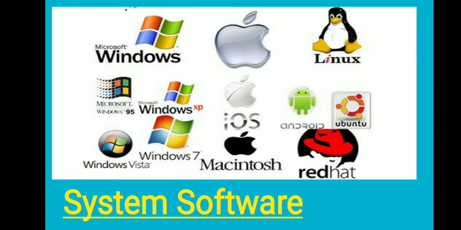System software. It performs the basic functions that are necessary to operate a computer system. It controls the various resources of a computer system. The operating system, OS, is an example of system software. The various editions of Windows are the most commonly used operating systems.